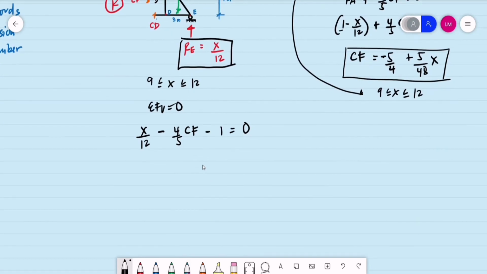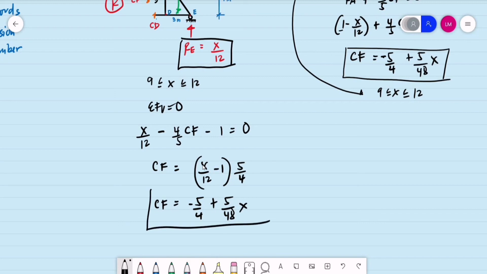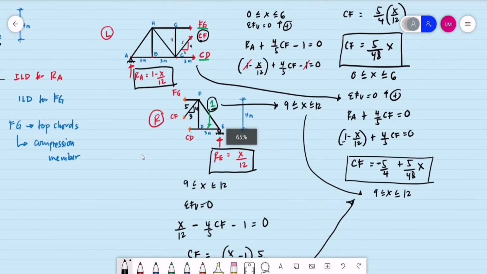So if we are to compute for the equivalent of the axial force for member CF, that is equal to x over 12 minus 1, to be multiplied by the 5 over 4. So we have CF is now equal to 5 over 4 times negative 1, is negative 5 over 4. Then 5 over 4 times x over 12, that is plus 5 over 48 of x. So as you can see, we arrive with the same equivalent of CF, considering the left side and the right side of our free body diagrams.